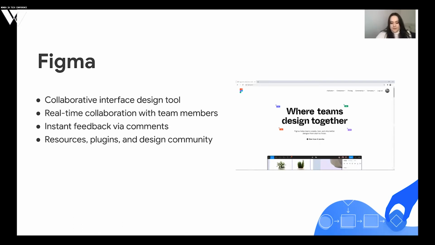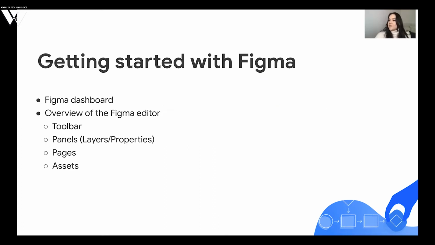Going into our workshop today, what we'll be using is a tool called Figma. If you've used Photoshop, it's kind of similar in terms of the interface, but Figma is a collaborative interface design tool where you can collaborate with your team members in real time and get feedback. You can use a bunch of different resources like plugins and designs that people in the Figma community have created, which is really, really awesome. So let's go ahead and get started.